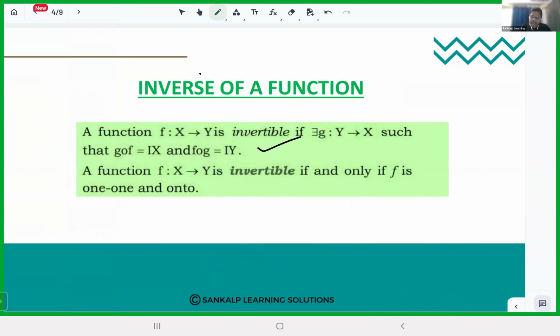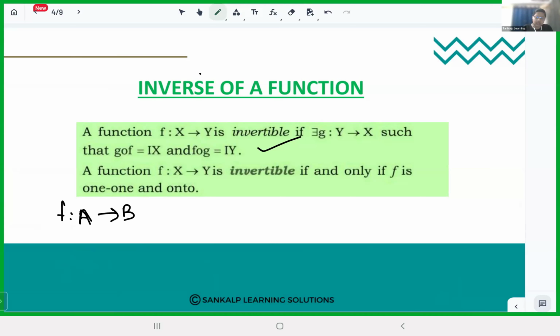Let's discuss the other way, that is using an arrow diagram. We'll discuss what is the inverse of a function. All right. So actually, if you are given a function, let it be a function from A to B.